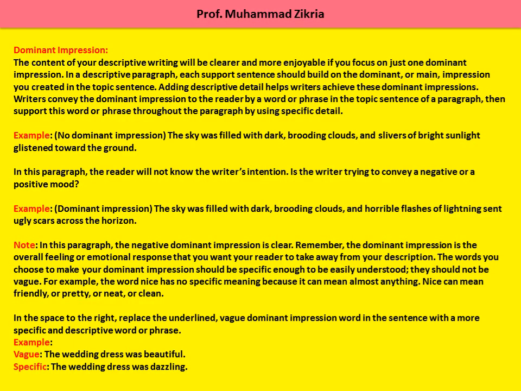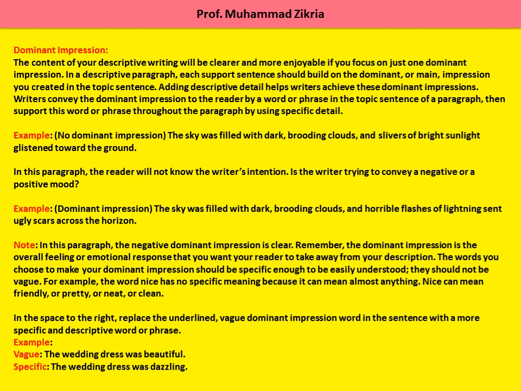There are some important things that you have to keep in mind while writing descriptive paragraphs. The first and foremost thing is the dominant impression. The content of your descriptive paragraph will be clearer and more enjoyable if you focus on just one dominant impression. In a descriptive paragraph, each supporting sentence should build on the dominant or main impression you created in the topic sentence. Adding descriptive detail helps writers achieve these dominant impressions. Writers convey the dominant impression to the reader by a word or phrase in the topic sentence of a paragraph, then support this word or phrase throughout the paragraph by using specific details.